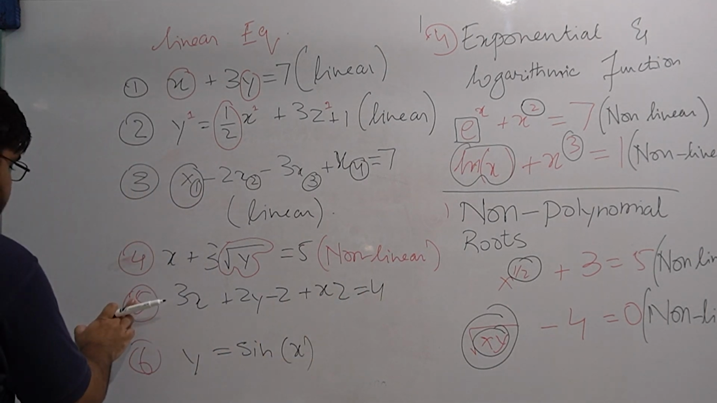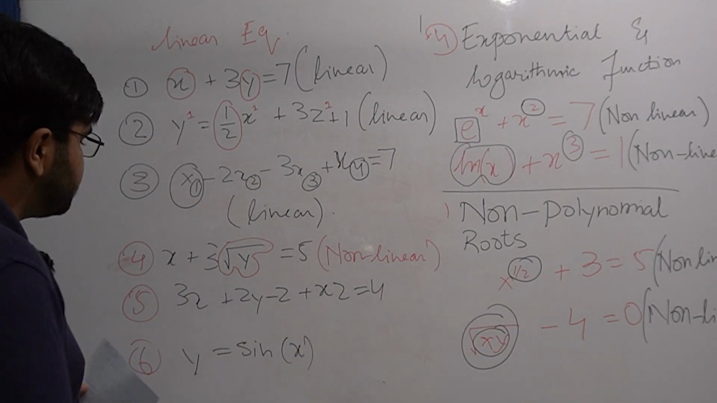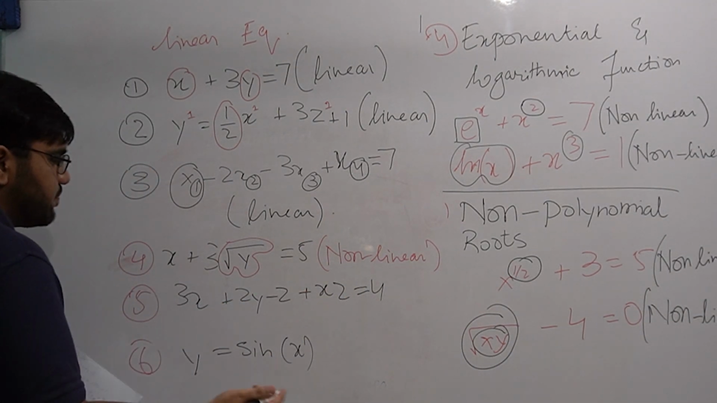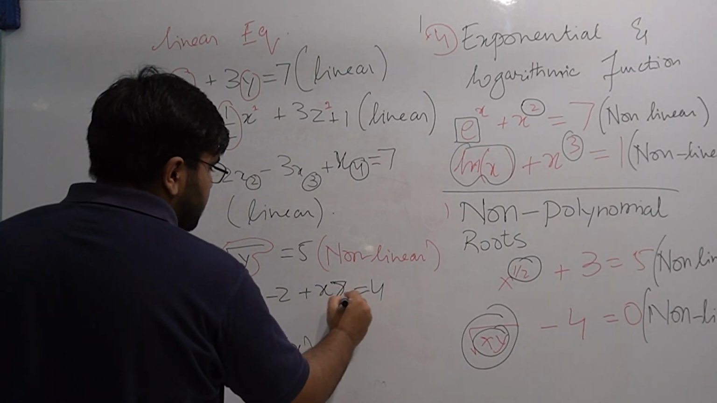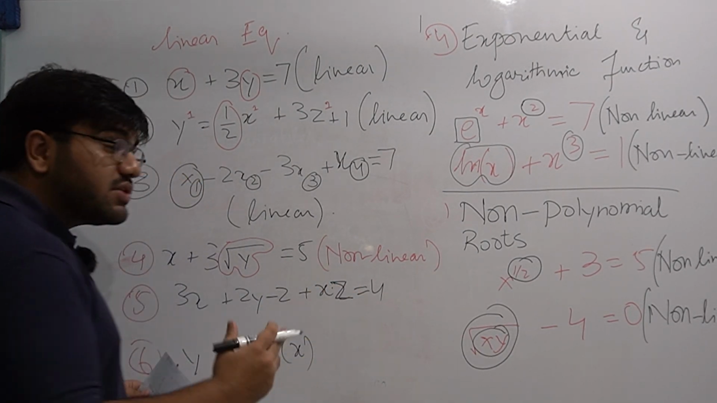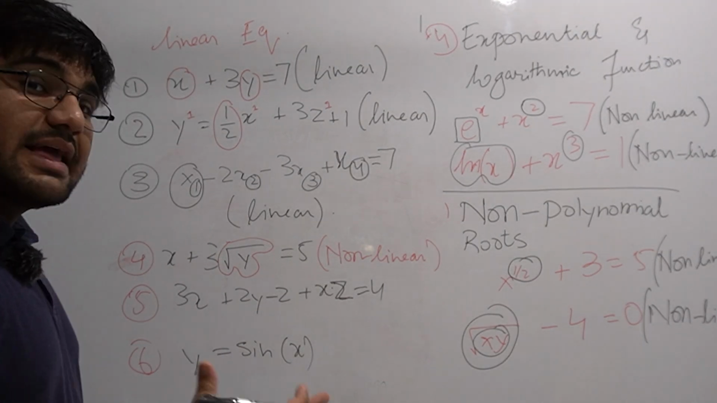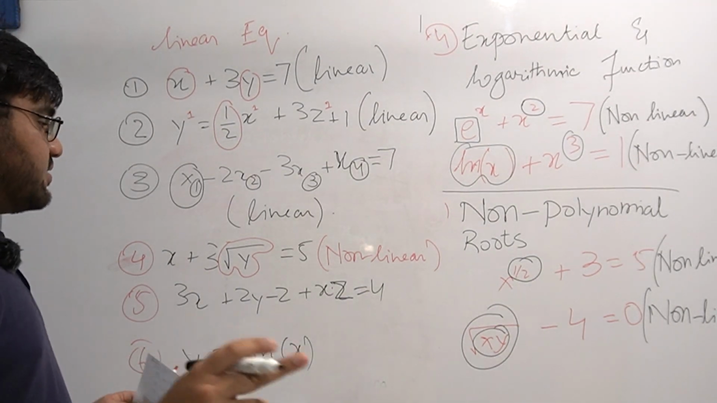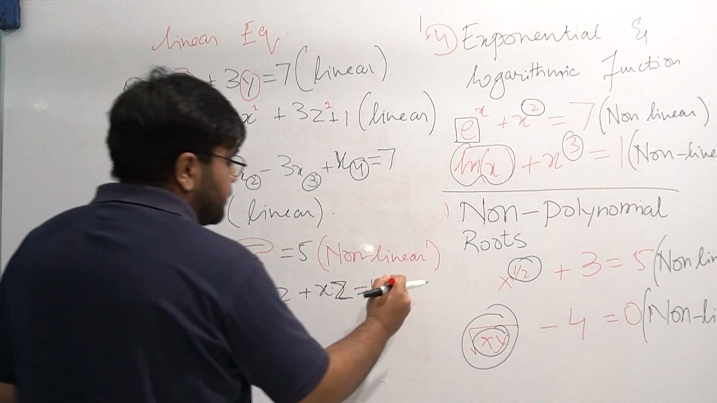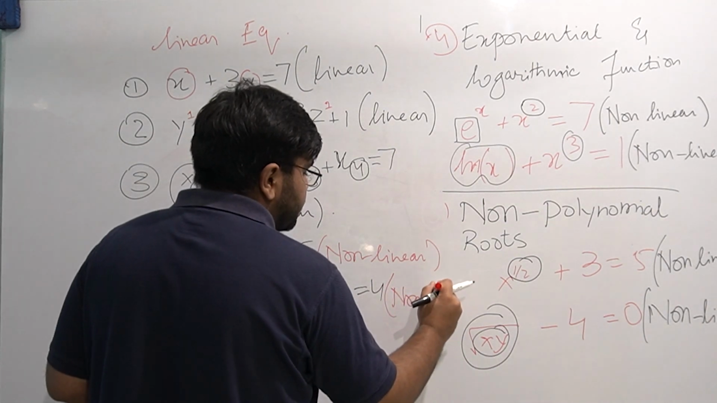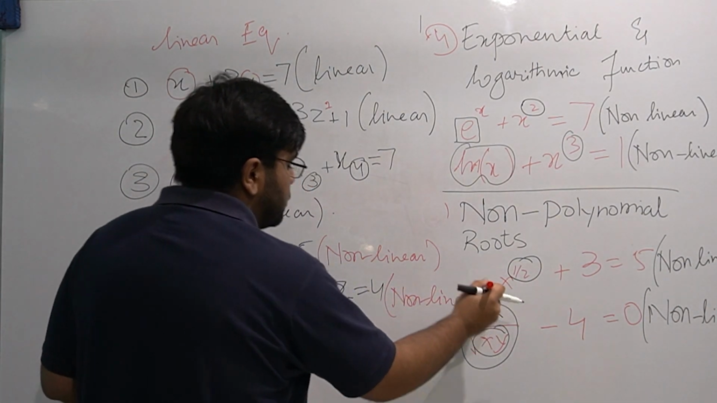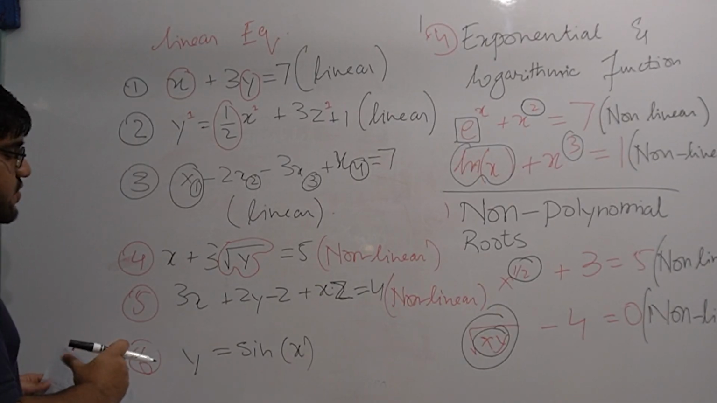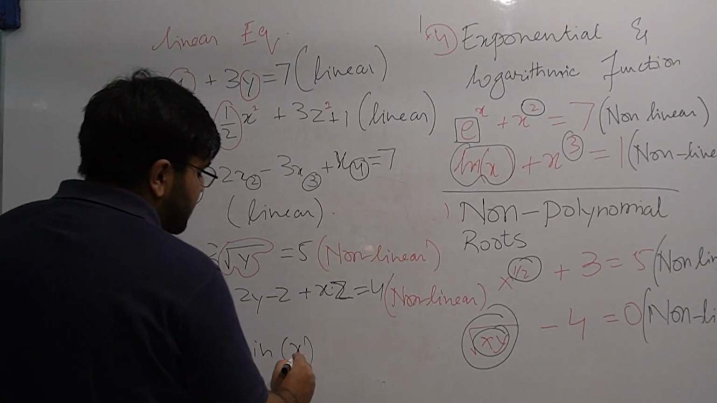Coming towards the 5th example, is this linear? Let's see. 3x, okay, plus 2y minus z, okay. xz, x multiplied by z, both are variables, both are unknown, they cannot multiply, and if they do so, they would make the equation non-linear. So it's a non-linear equation.